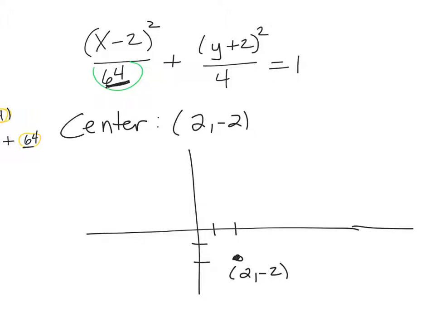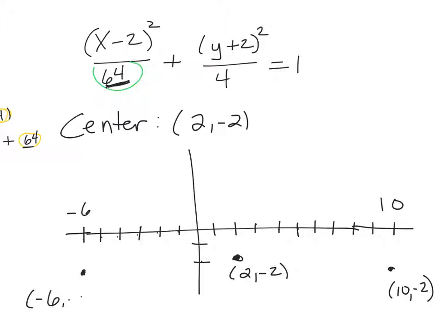From that center, I go over another 8. 1, 2, 3, 4, 5, 6, 7, 8. So that would be at 10. There's one vertex. Then from the center I go left 8 as well. I come back 1, 2, 3, 4, 5, 6, 7, 8, and that would put us at negative 6. So there's my other vertex, and that is at negative 6, negative 2.